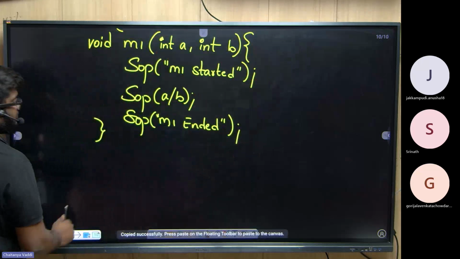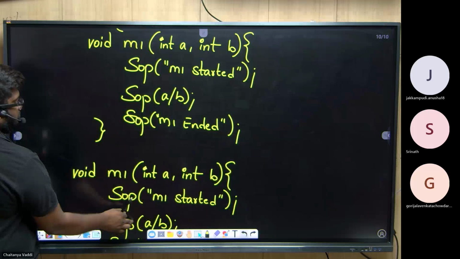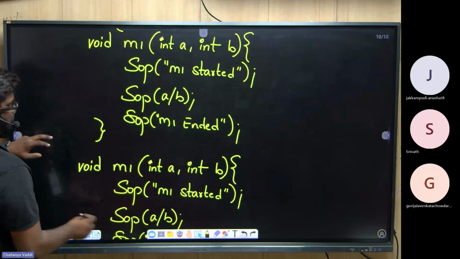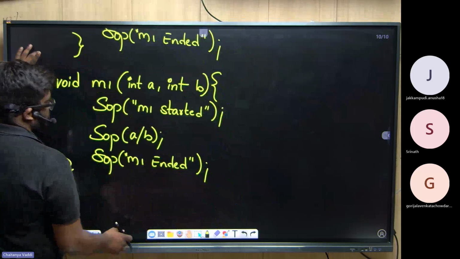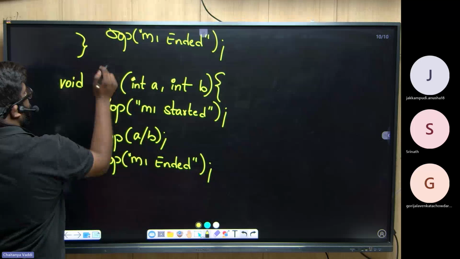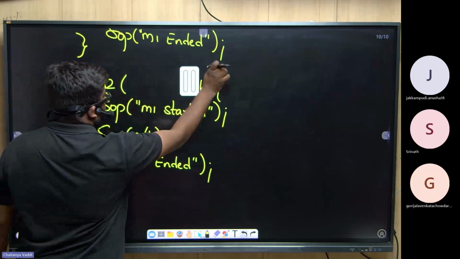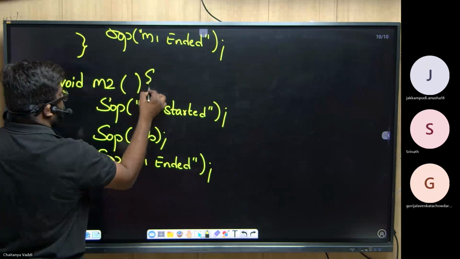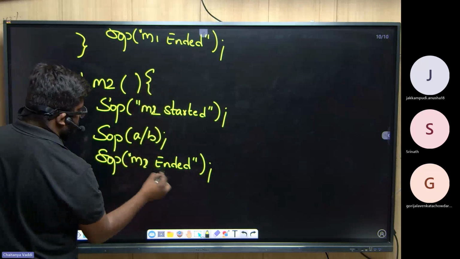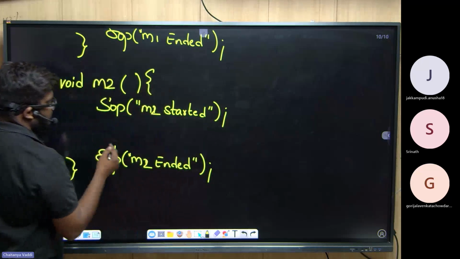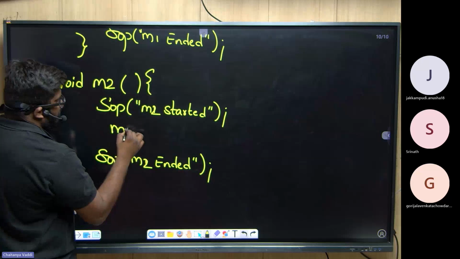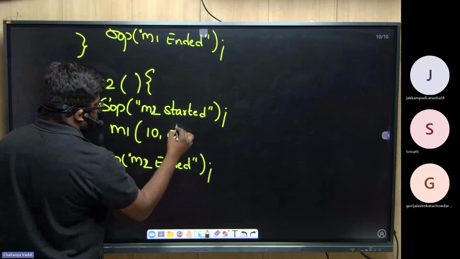Copy and paste. So now this is not going to be an M2 method. Instead, this is not going to be M1 method. I'm going to create this as M2 without any parameters. So it will say M2 started, M2 ended, but in the place of SOP, I'm going to call M1 of 10 comma 0 this time.